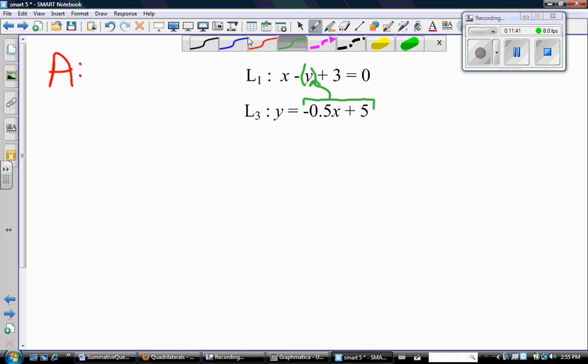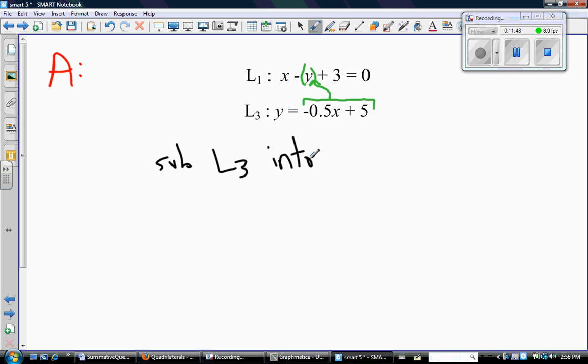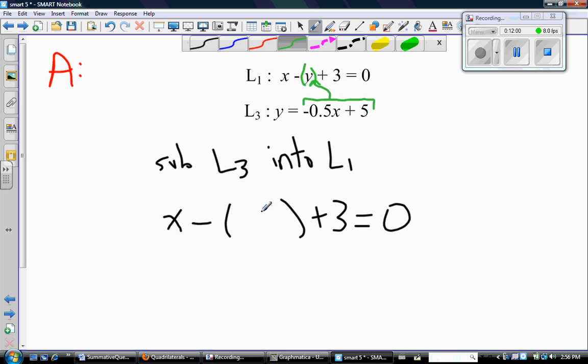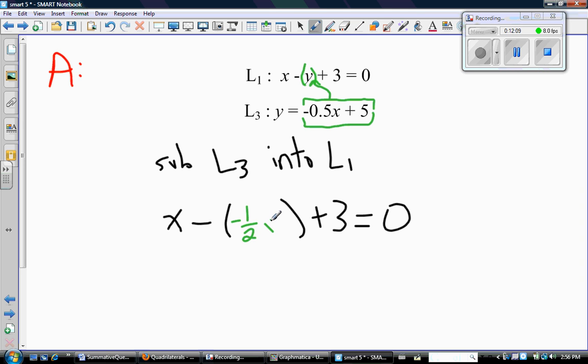In other words, I'm going to sub L3 into L1. So here's line 1, x minus y plus 3 equals 0. And you notice I didn't actually write y. I wrote a bracket because that's what I'm going to substitute. And the value of y I'm substituting is this one: negative 1/2 x plus 5. So there's my substitution. And that leaves me with one equation with one unknown variable.